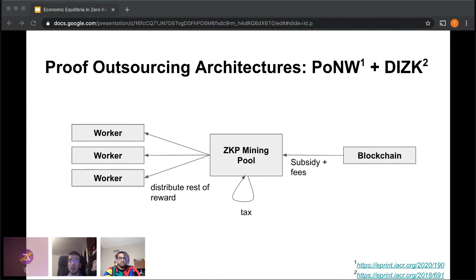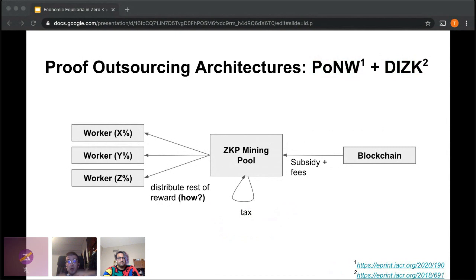And then the chain should give you some subsidy, which could be the block reward, and some fees from all these transactions. And what happens is that the mining pool will take some tax, and then the rest will be distributed as a block reward. But the question here is, how will they do that? So we start to get some intuition that there is some room for investigation here.